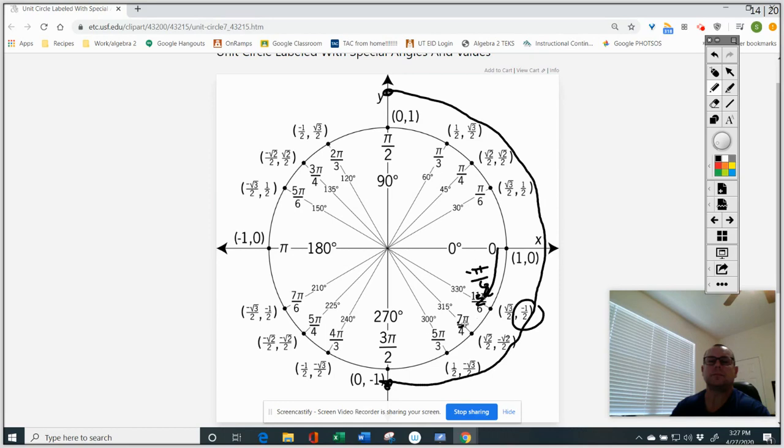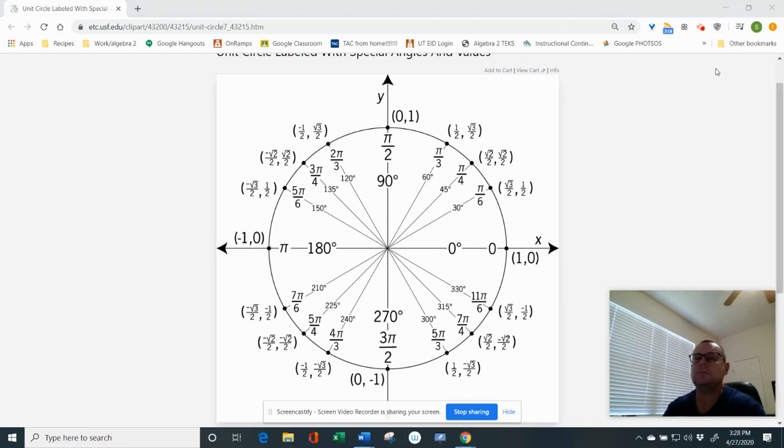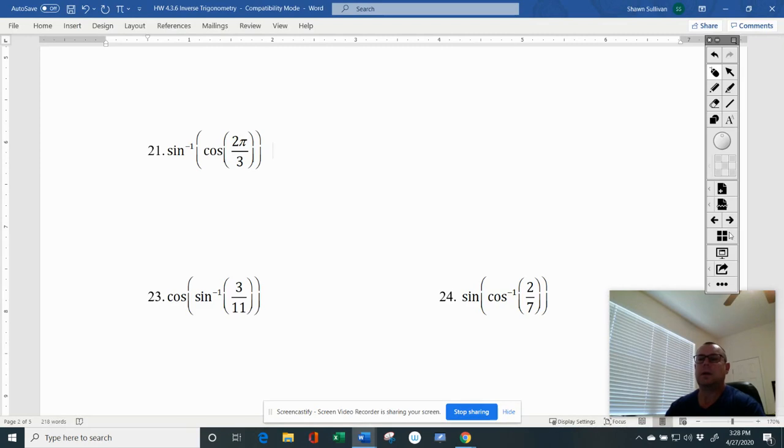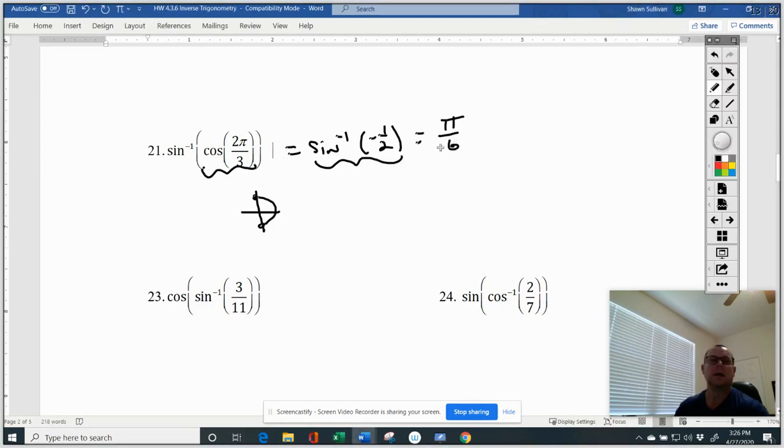This is not 7 pi over 4. It's negative pi over 4. This is not 5 pi over 3. It's negative pi over 3. This is not negative 3 pi over 2. It's negative pi over 2. And so we want to keep those things straight when we're working through here. All right, so that's why it's negative pi over 6, excuse me.